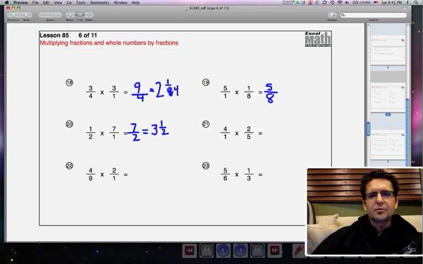And on the next one, 4 times 2 is 8, and 1 times 5 is 5. 5 goes into 8 one time, remainder 3, 1 3/5 is my answer there. 4 times 2 is 8. For number 22, 9 times 1 is 9. Cannot simplify that. 5 times 1 is 5. 6 times 3 is 18.